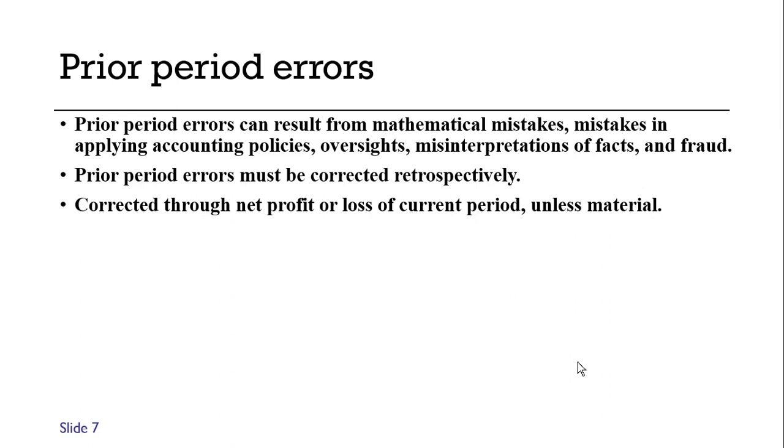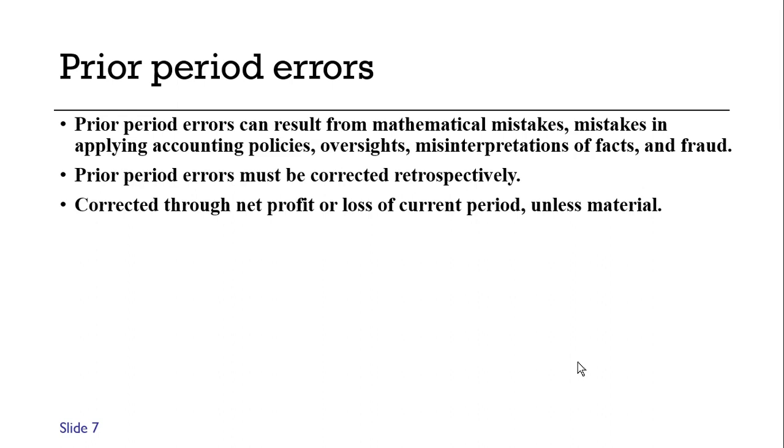Prior period errors can result from mathematical mistakes. Now we're dealing with errors. Of course, an error is not necessarily fraud, because in fraud there's an intention to gain financial or other advantages in a fraudulent way. But a mistake may result from mathematical mistakes, mistakes in applying accounting policies, oversights. You see, human beings will get tired. Also misinterpretation of facts, and fraud is included there.